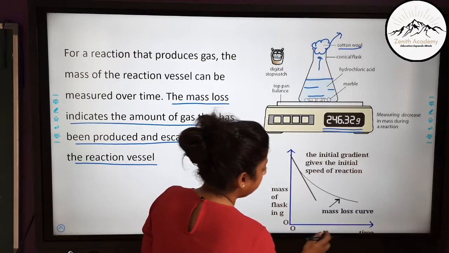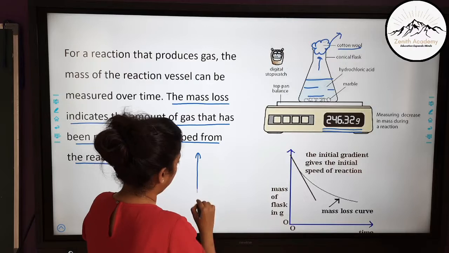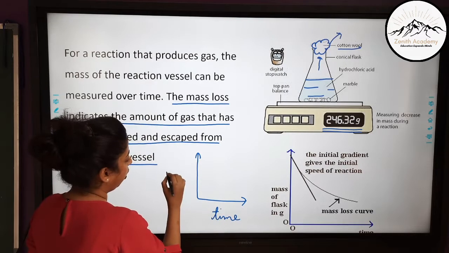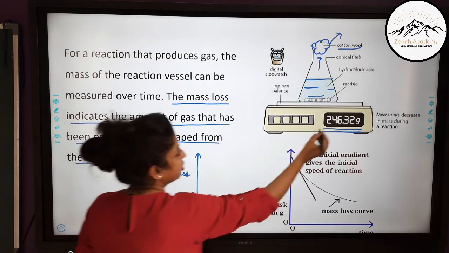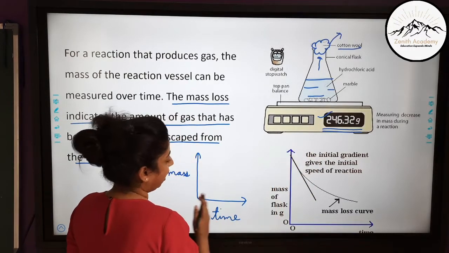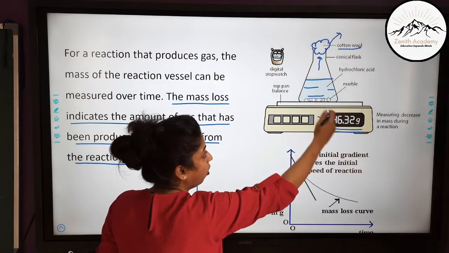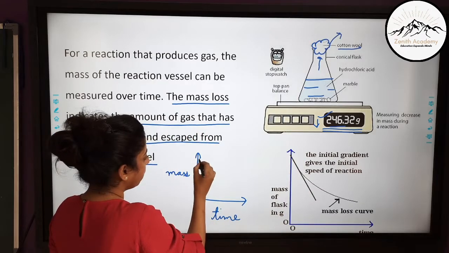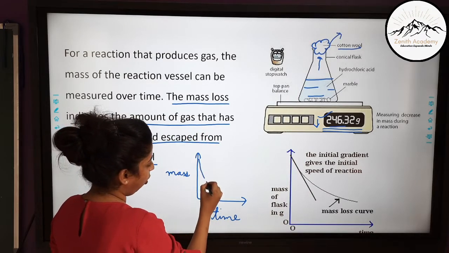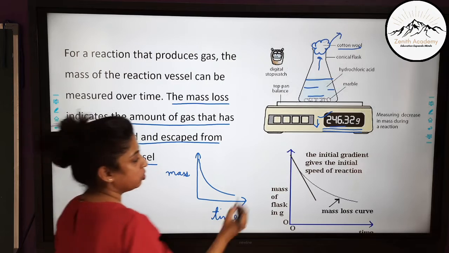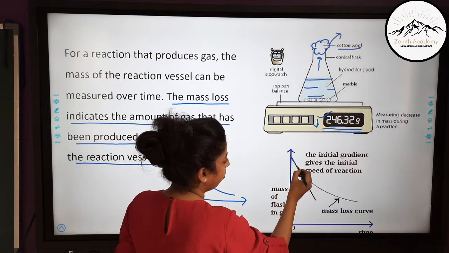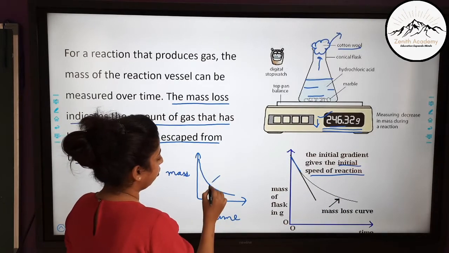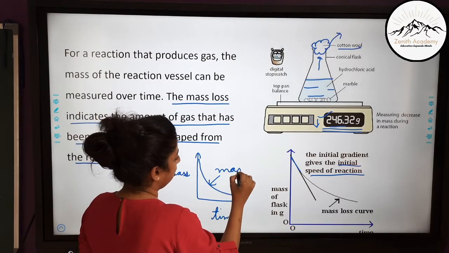So, if you plot a graph like this, where on the x-axis you plot time and here you plot the mass of the flask, which is this mass. With time, when time increases, what happens? The mass of the flask will go on decreasing, this number will go on decreasing because the gas is escaping. So as time is increasing, mass will keep on decreasing like this. Here you can see the initial gradient, the initial slope. It gives the initial speed of the reaction, and this curve is known as the mass loss curve.